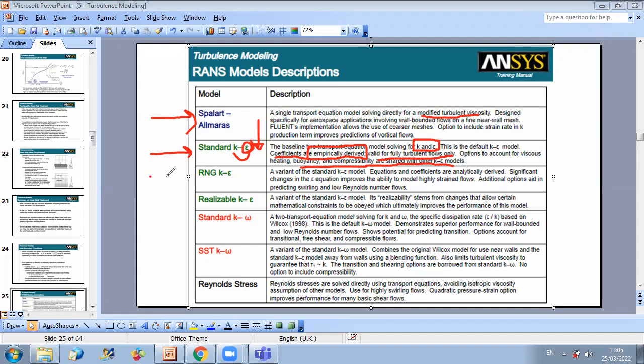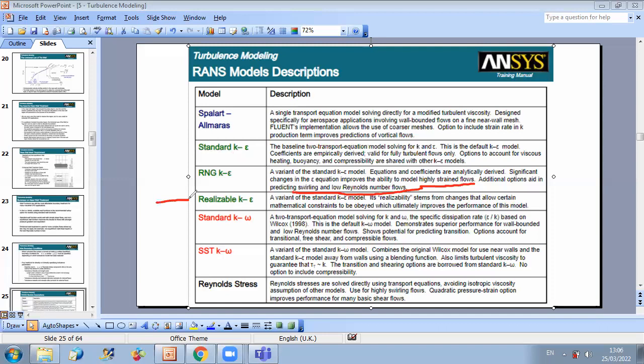Now, another variation of the K epsilon model is the renormalized group K epsilon. We said that in this case, the equations and coefficients are analytically derived using a certain theory called renormalization group theory. Significant changes are made in the epsilon equation, and this improves its ability in modeling highly strained flows. In addition, we have additional options that can be implemented to predict swirling and low Reynolds number flows.